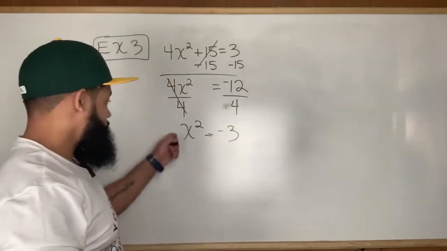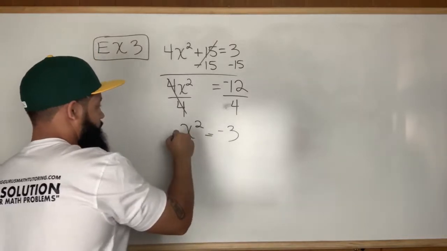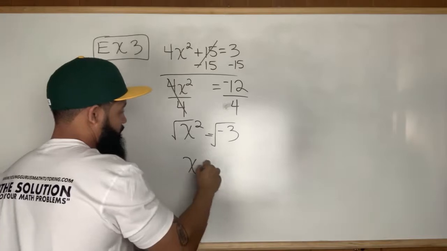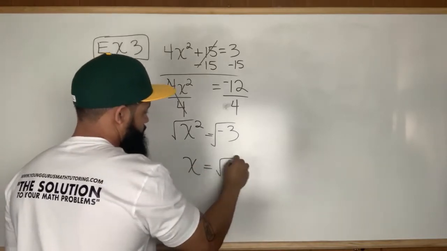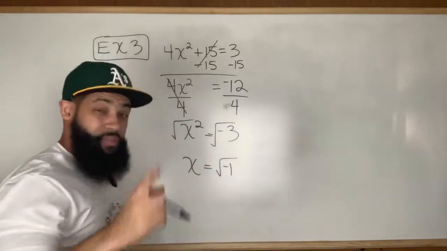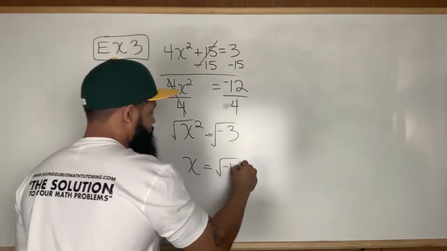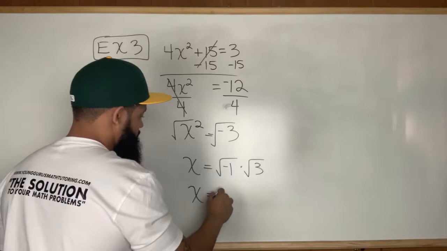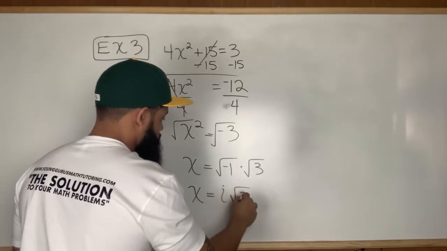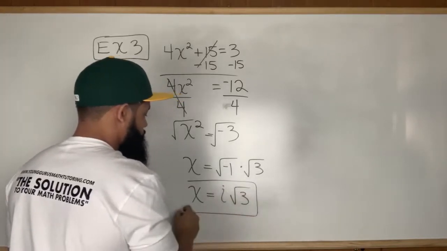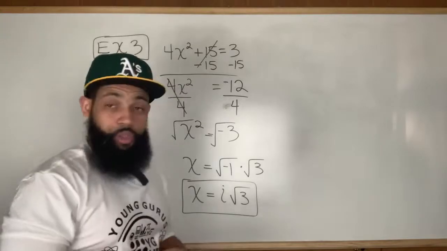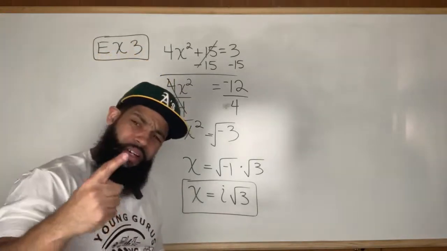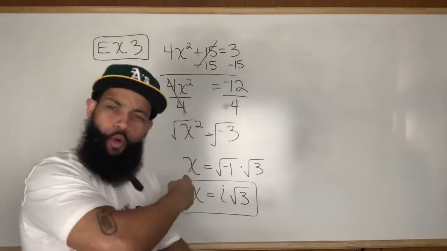And now I got to take the square root of both sides to get rid of that exponent. Square root there, square root there. This leaves me with just x. Square root of -3 is the same thing as the square root of -1 times the square root of 3. And I have x equals i times the square root of 3 as my solution. All right, let's do one more example.